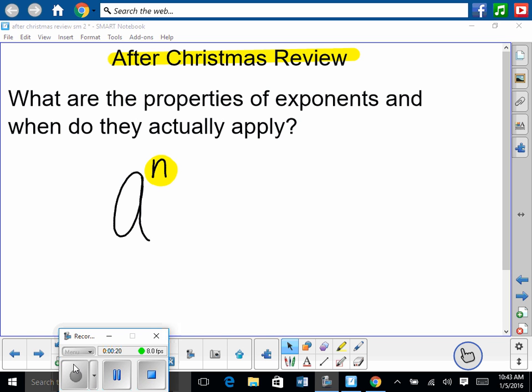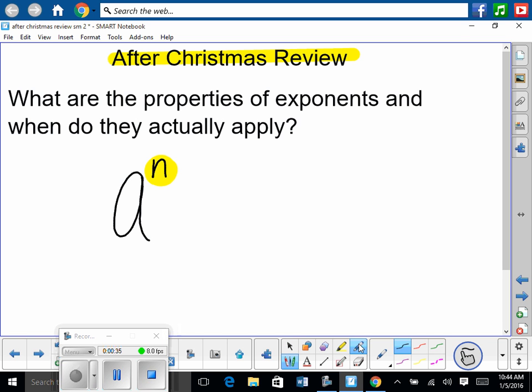Now, when can we use properties of exponents? When you have, absolutely, say it louder. Yeah, you. When the base is the same. When the base is the same. Now we're talking. The base has to be the same to be able to apply properties of exponents.